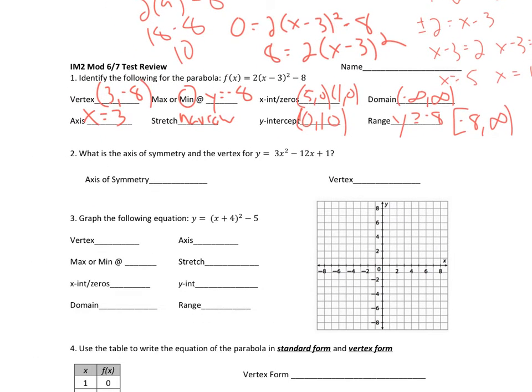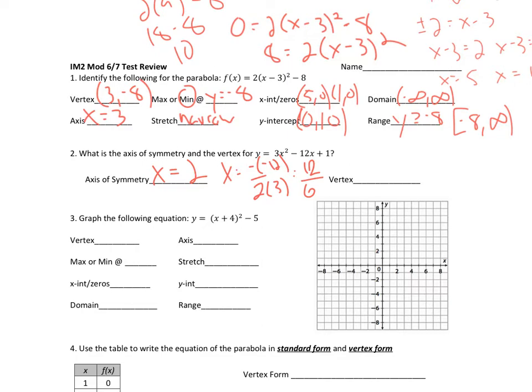Number 2, axis of symmetry. Remember, for axis of symmetry, we want to do x equals negative b over 2a. So in this case, our b is a negative 12. So notice I still have the two negatives there. And then our a is 3. So two negatives make a positive. 2 times 3 is 6. 12 divided by 6 is 2. So our axis of symmetry is x equals 2. Notice again it's x equals. Make sure we write that properly.